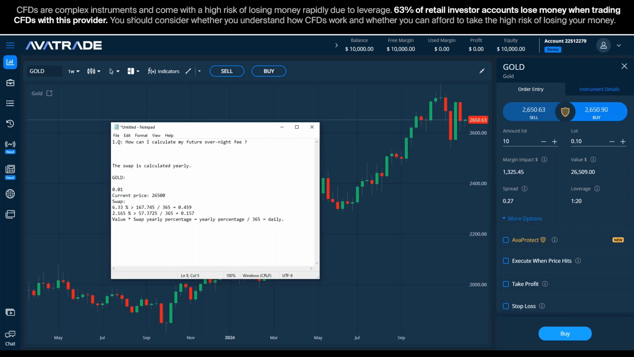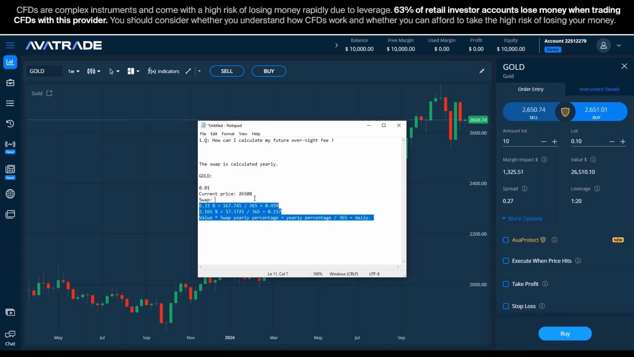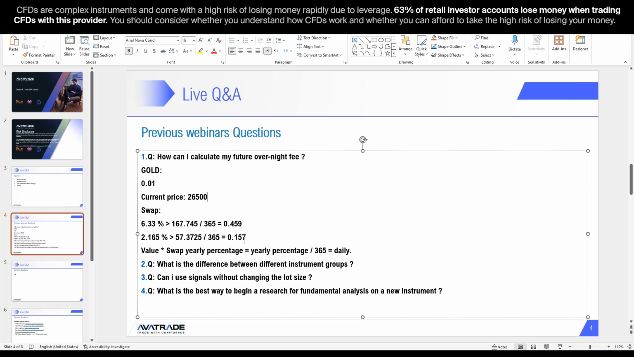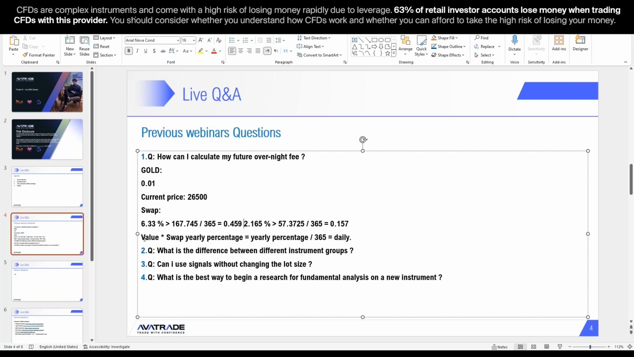So I hope that it's just for this particular person, and we can proceed. So this is basically how we calculate the swap. Super simple. There is nothing really complicated to it. And like I said, you can rewatch the webinar again on our YouTube channel.